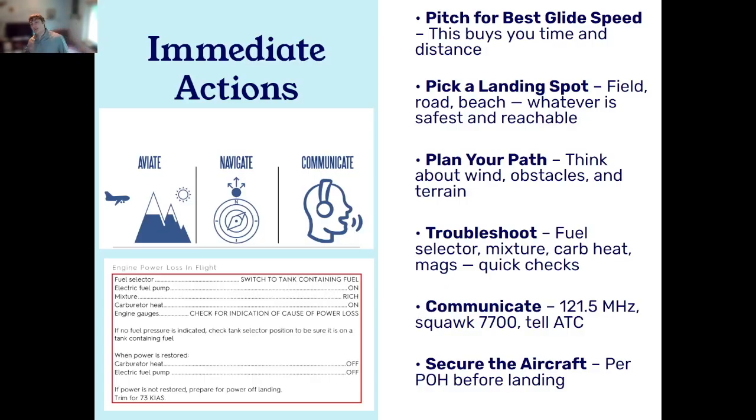So you're going to want to switch to a tank containing fuel. Your electric fuel pump's going to want to go on. Your mixture is going to be full rich, carburetor heat on, and you're going to look at your engine gauges and just check to see if you have an indication of what made you lose the power, right? If no fuel pressure is indicated, make sure that you check your tank selector position, make sure it's on a tank containing fuel, and let's say you restore power, right?